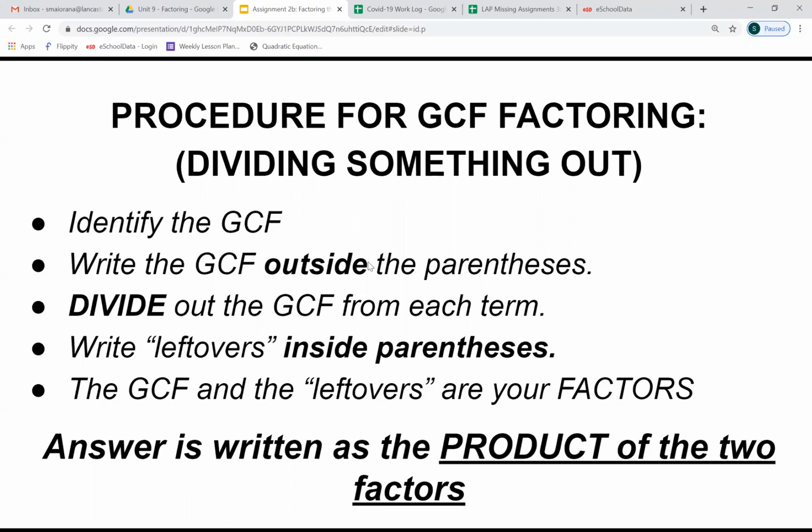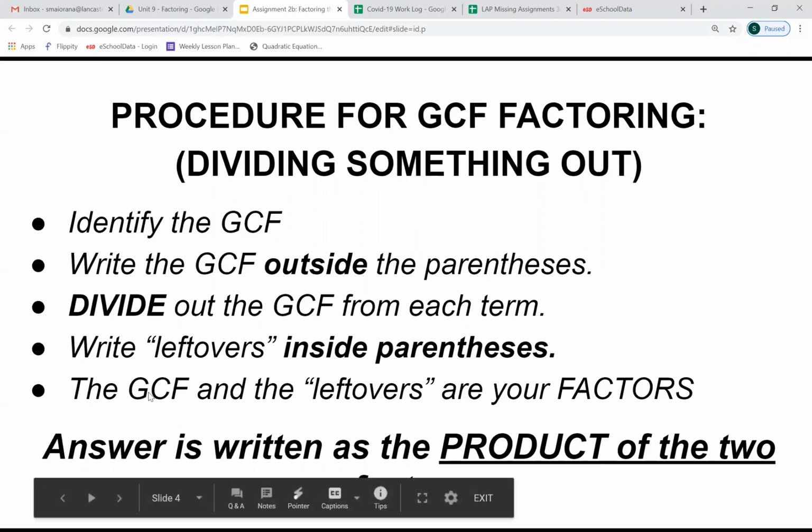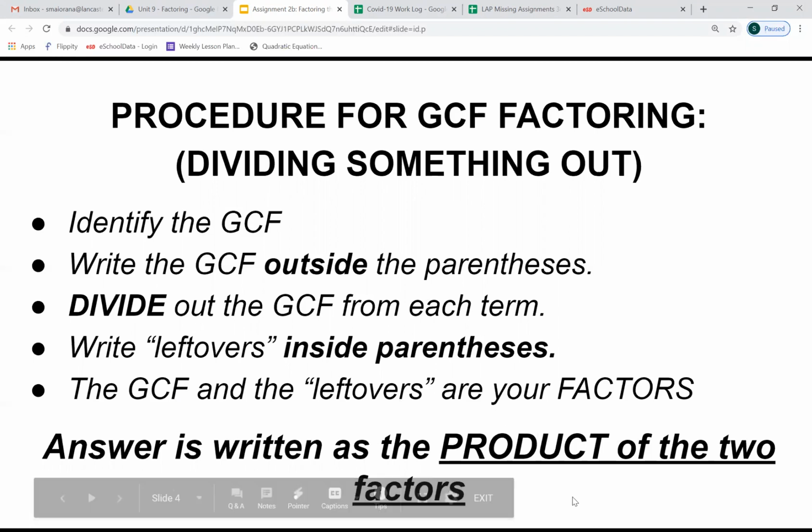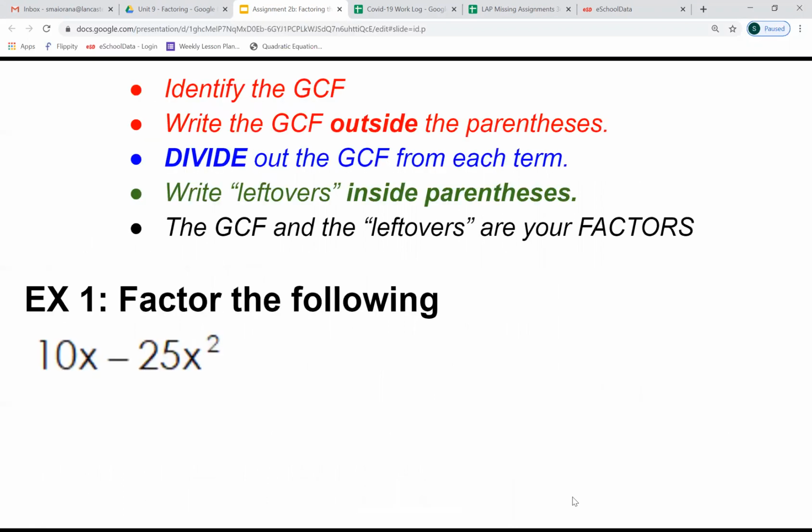That GCF value is going to go outside of the parentheses. You're going to take that GCF and divide it out of each term. So whatever's left over when you divide, your leftovers go inside the parentheses. And then between the GCF and those leftovers in the parentheses are the product of your two factors. So those are your factors. This will make more sense when we put it to some examples.